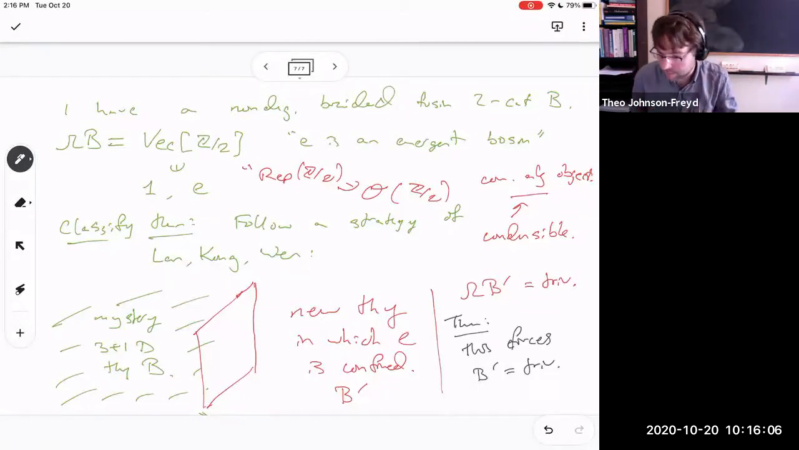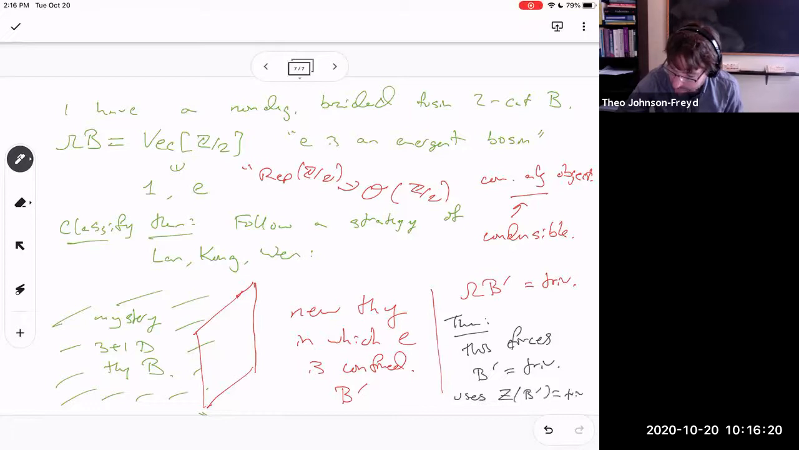And I only have maybe 10 minutes left, so I won't tell you all the details of how this works. But this really uses this statement about the center being trivial. The actual statement is that if there are no lines, then, well, anyway, ask me afterwards. There's a beautiful separate story about this theorem.